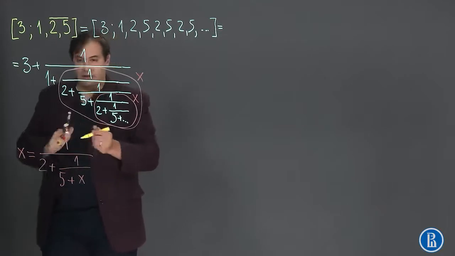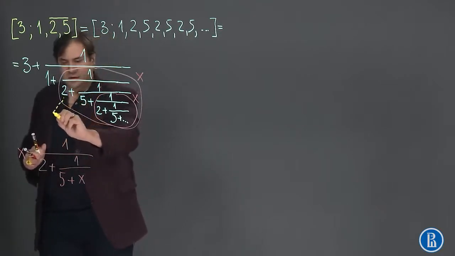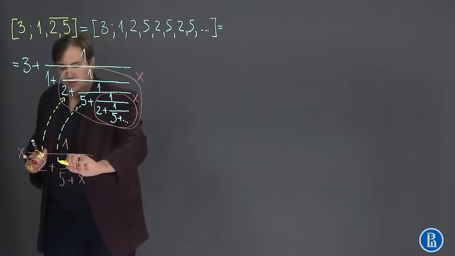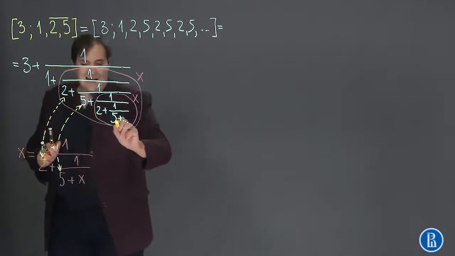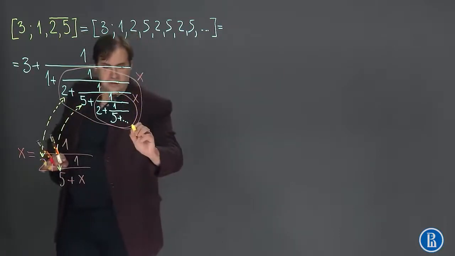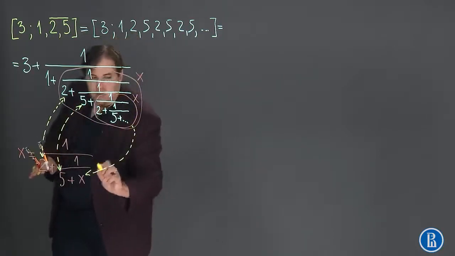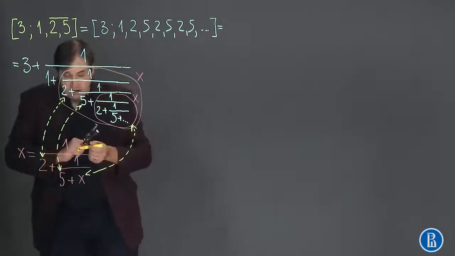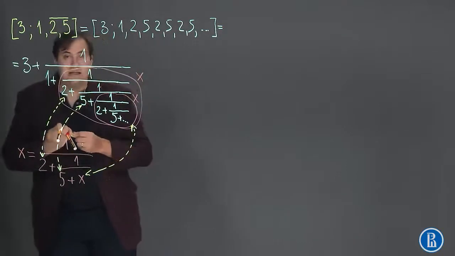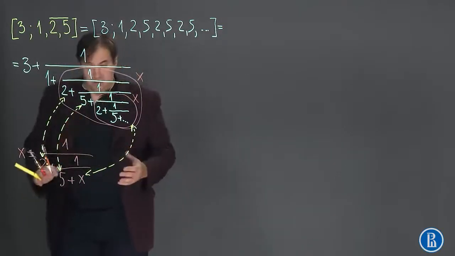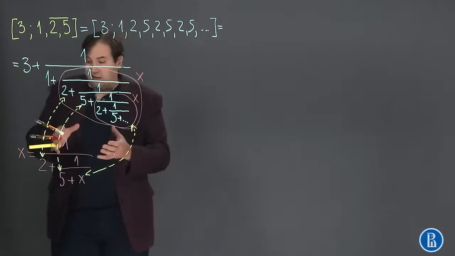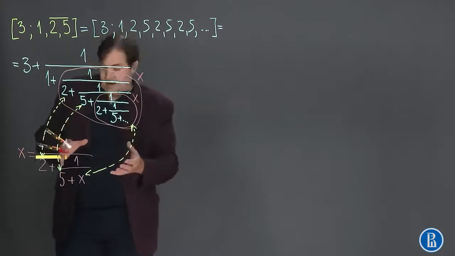Here we see that this 2 corresponds to this one, and 5 corresponds to 5, and all the rest of the continued fraction corresponds to x. So now we have an equation where x is the unknown variable. And we will try to solve this equation and take a look at the form of x.